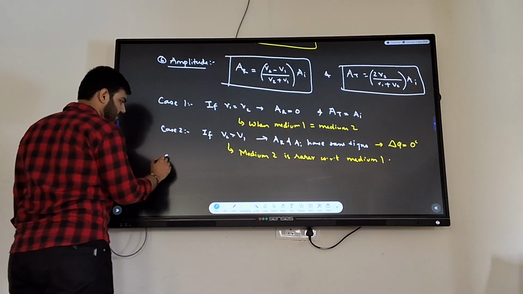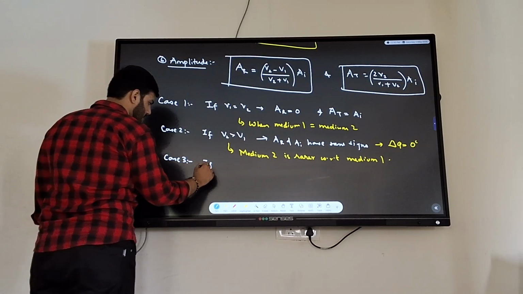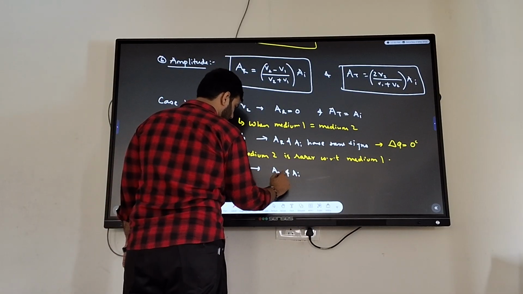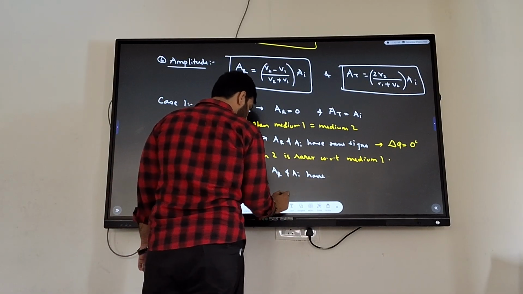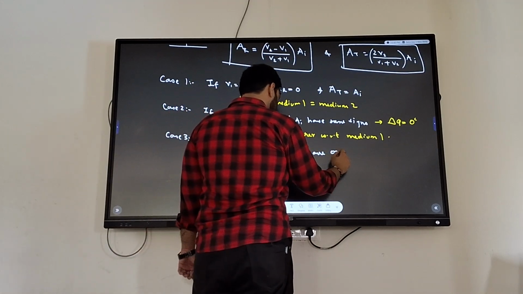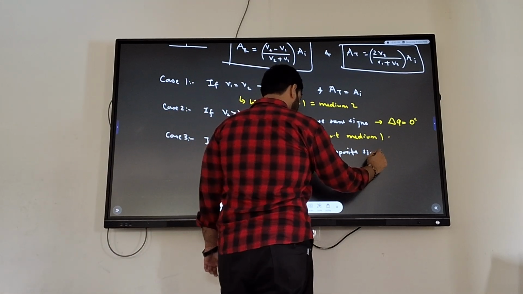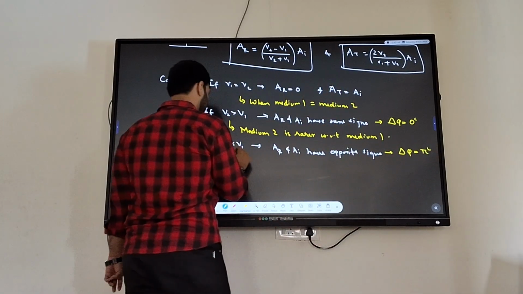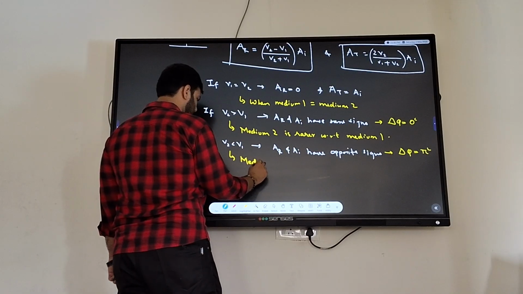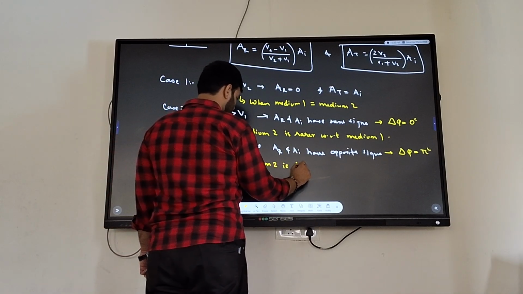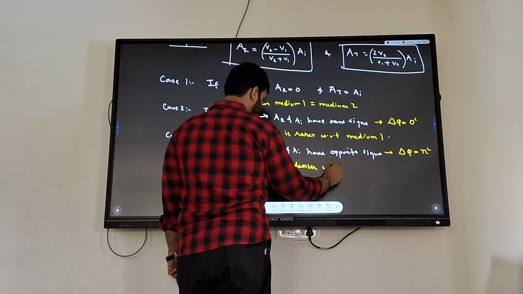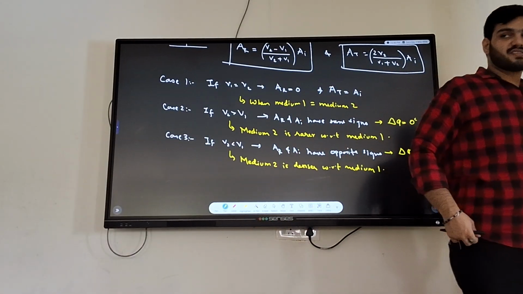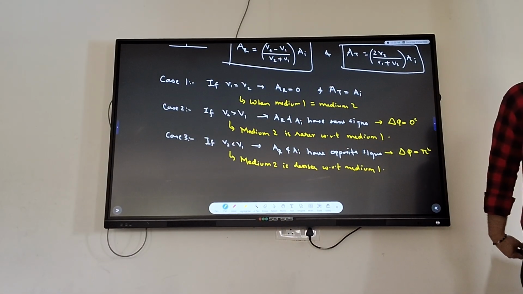And then what will be case 3? If V2 is less than V1, then Ar and Ai have opposite signs now. And what does opposite sign mean? Phase difference of 180 degrees. That means medium 2 is denser with respect to medium 1. Please check all the statements and then ask if you did not understand.